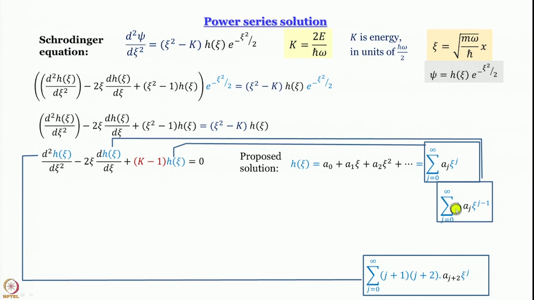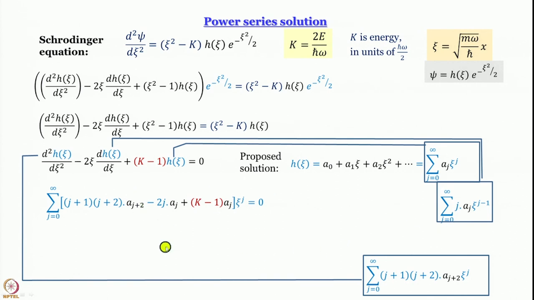What about the second term? Here the summation is for xi to the power j minus 1, but do not forget that it is being multiplied by minus 2 xi. So, xi multiplied by xi to the power j minus 1 is essentially xi to the power j. So, we end up on the left hand side getting summations in xi to the power j for all the terms. So, write it down: sum over j equal to 0 to infinity, j plus 1 into j plus 2 multiplied by a j plus 2. That comes from the second derivative, plus, well, minus 2 j into a j.